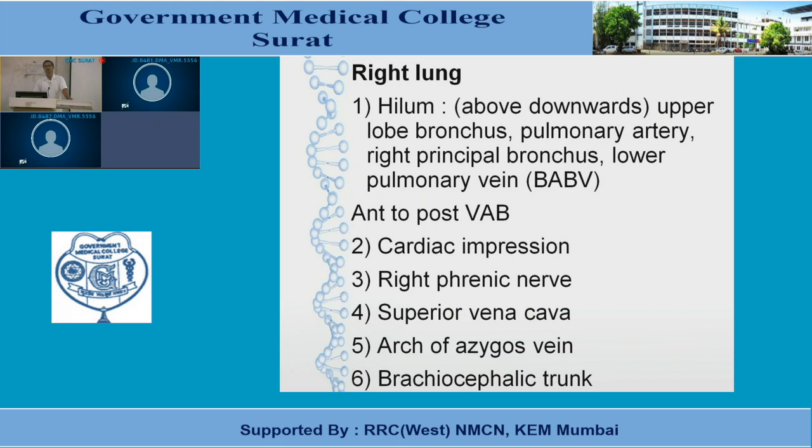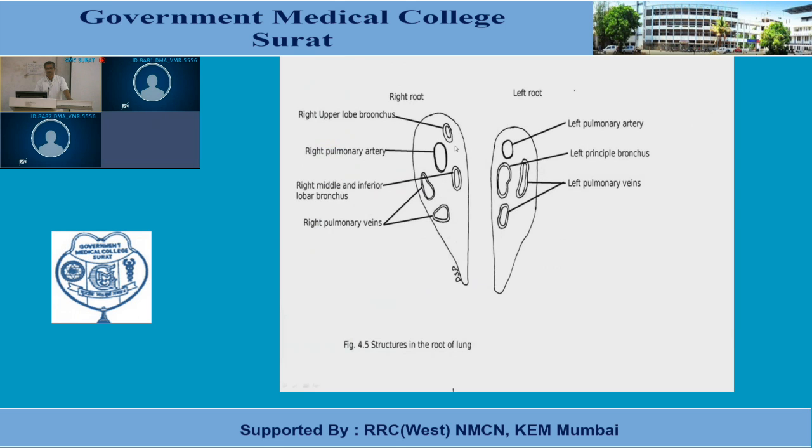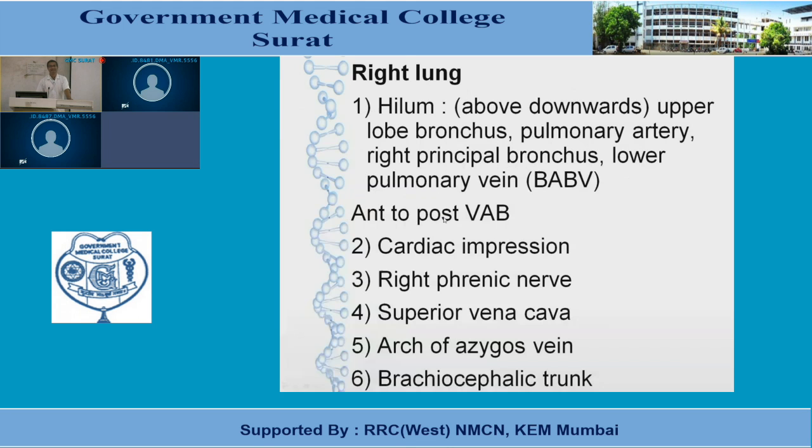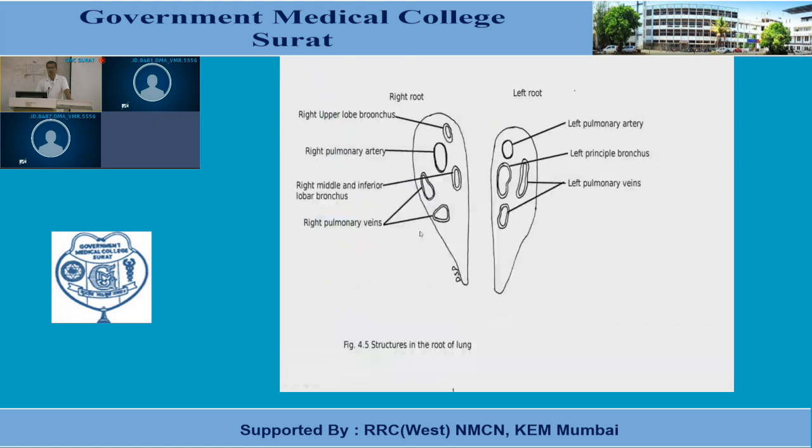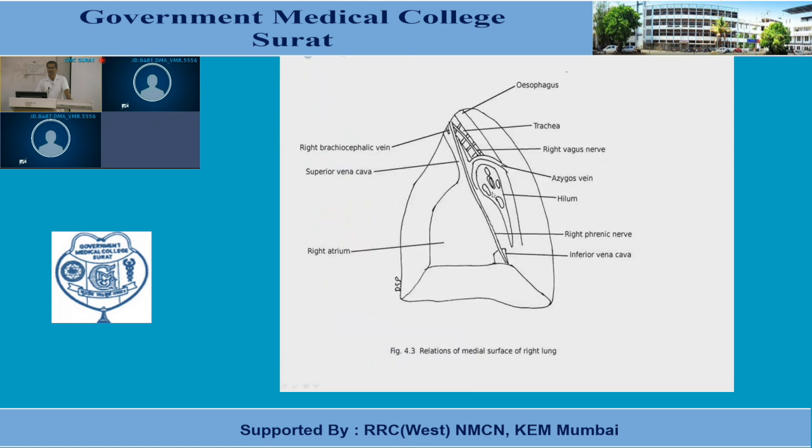Now anterior to posterior: VAB, vein, artery and bronchus. This is about structures present in the hilum of the right lung. Bronchus, artery, bronchus, vein in the right lung. Now in addition to this, anterior and posterior to the hilum, this one is the hilum and the remaining structures are present in relation with this mediastinal surface.